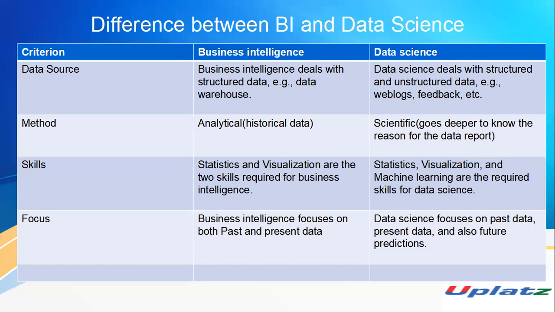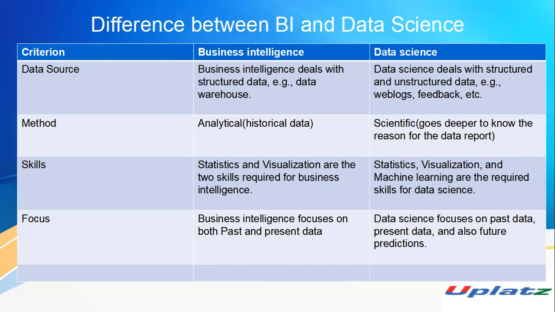What is the source of data? The first thing is, where does the data come from? Business intelligence deals with structured data, for example, a data warehouse. But data science deals with structured and unstructured data. For example, Facebook, websites, Instagram, YouTube, notepads, Excel. All these are data sources for data science. Business intelligence deals with structured data, but data science deals with unstructured data also.